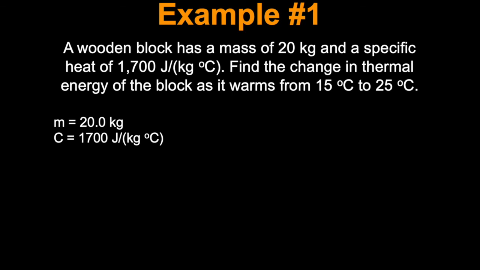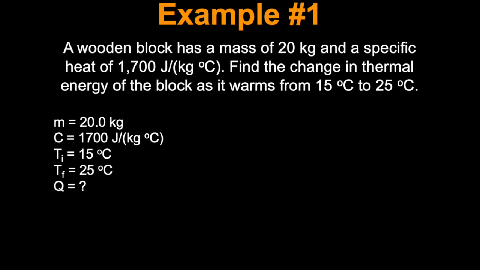And then the next values given is we know the block is warming from 15 to 25 degrees Celsius. So if it's going from 15 to 25, that means our initial temperature is going to be 15 degrees Celsius and our final temperature is going to be 25 degrees Celsius. And then lastly, we do not know what Q is. Remember, that's the change in heat, so we will just write it as a question mark.